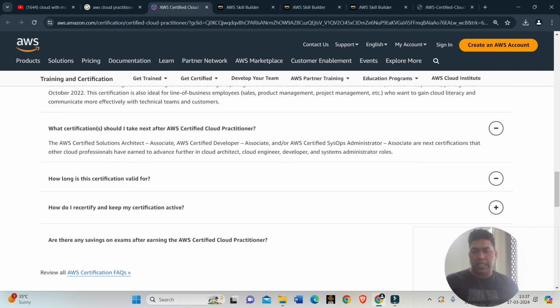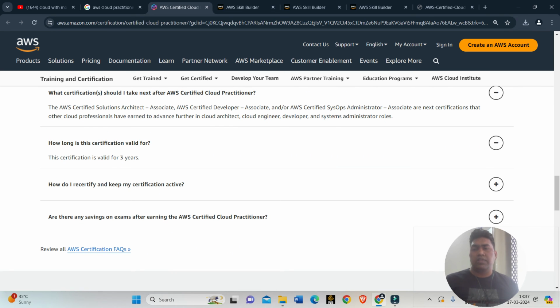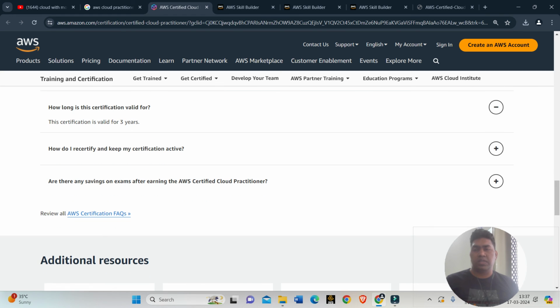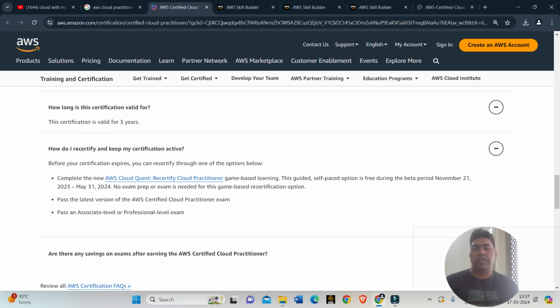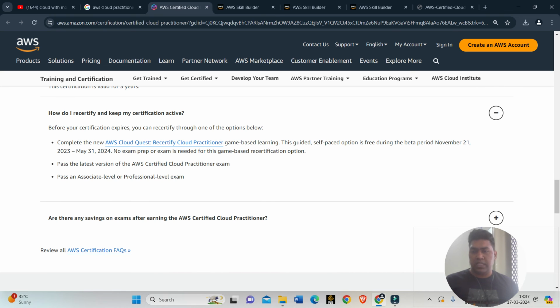Then about the validity. The certification is valid for 3 years. Once you are certified, it is valid for 3 years, from the day you have cleared it. How do I recertify and keep my certificate active? Say you have certified, it's been 3 years, and after that the certificate will expire. In that case, you need to do the recertification.